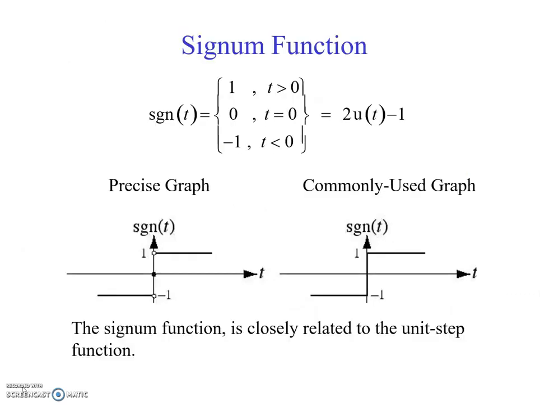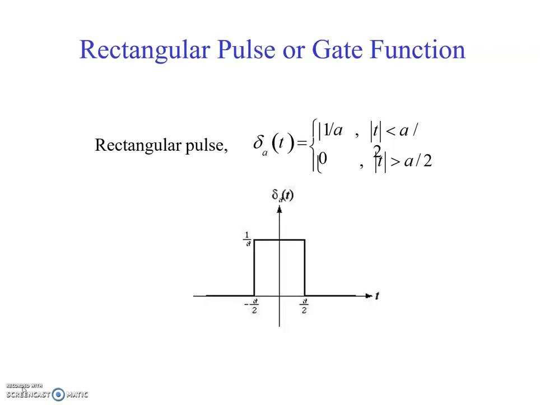Next is the signum function. The signum function value is 1 for all positive values, and the signum function is -1 for negative values, and signum is 0 at t equal to 0. That is about the signum function. That one we are representing with sgn of t, and this is closely related to the unit step function. This is a combination of two unit impulses, one positive impulse and one negative.